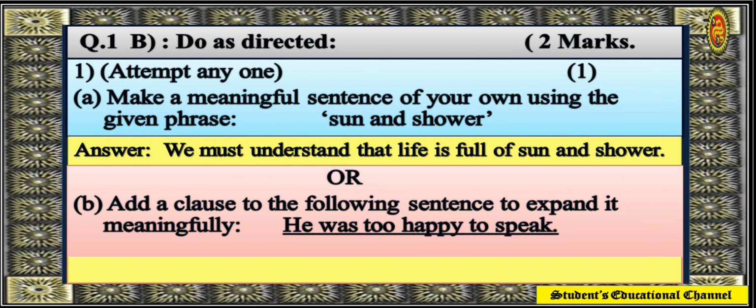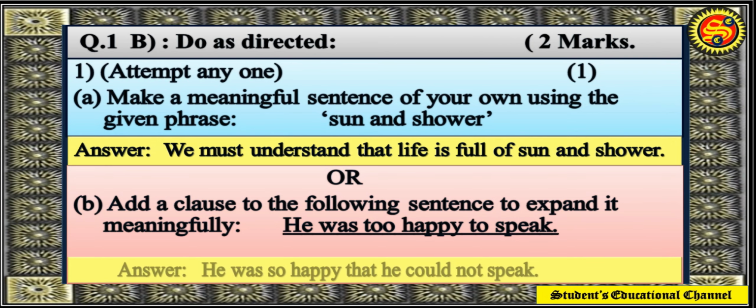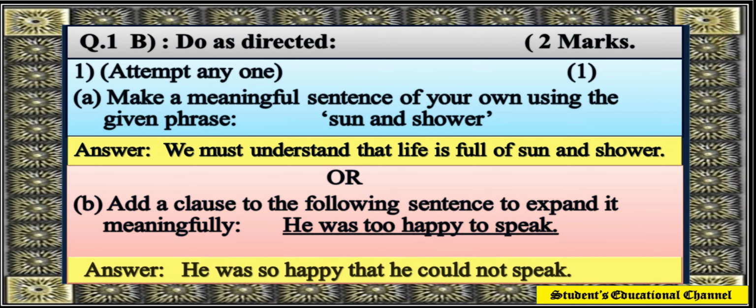B. Add a clause to the following sentence to expand it meaningfully. He was too happy to speak. Answer: He was so happy that he could not speak.